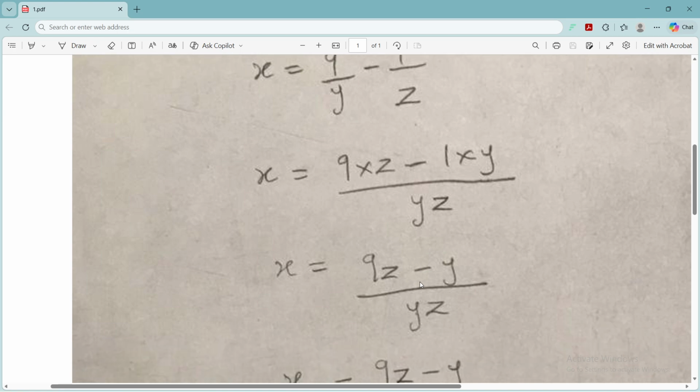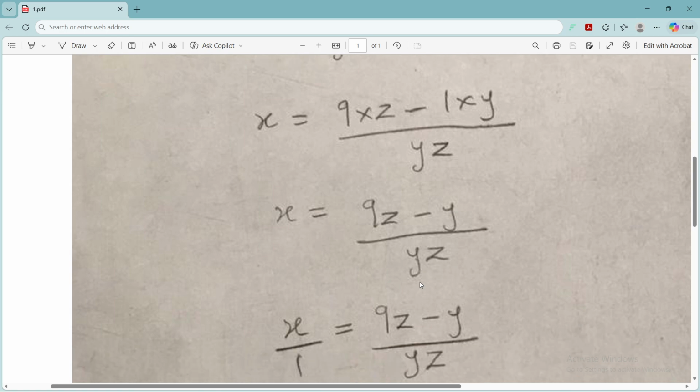So we simplify. Remember I said earlier on that this s has an invisible one, because every number is divisible by 1. So in simplifying, we are going to have the fraction s divided by 1 equals the fraction 9z minus y divided by yz, right?